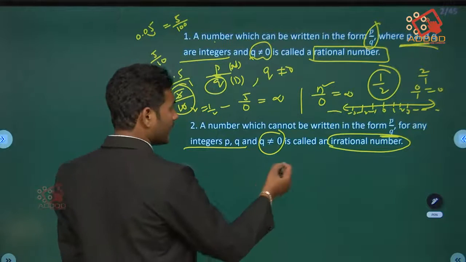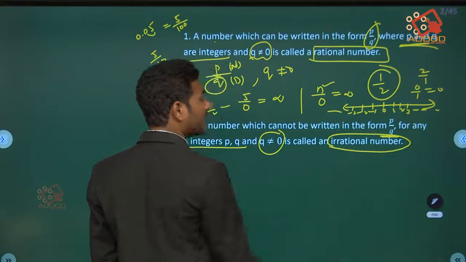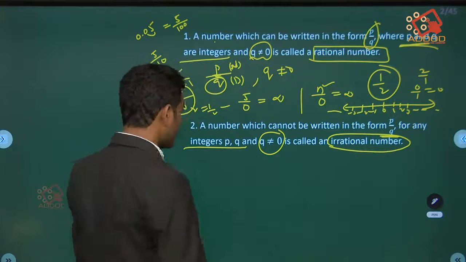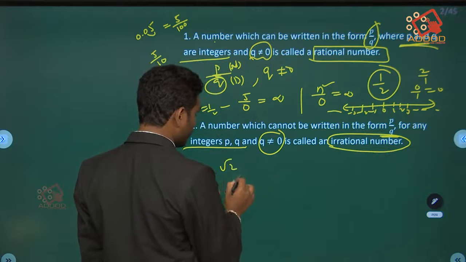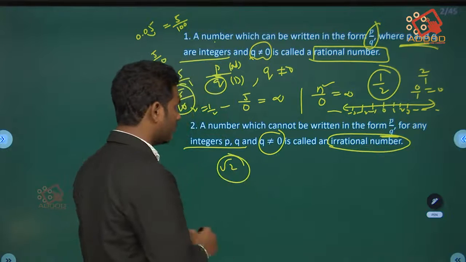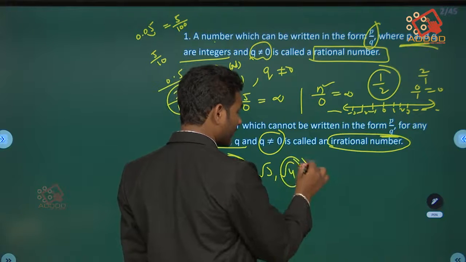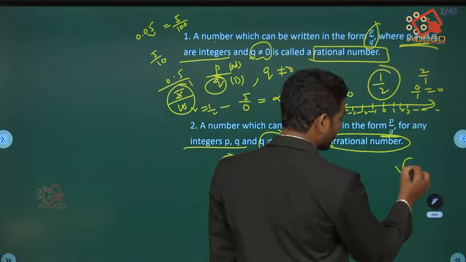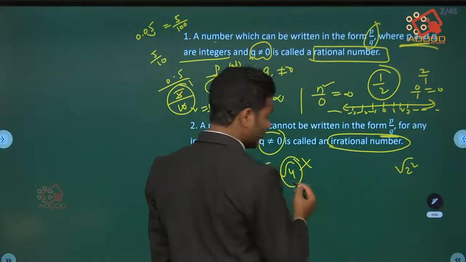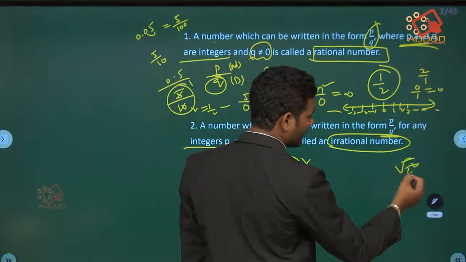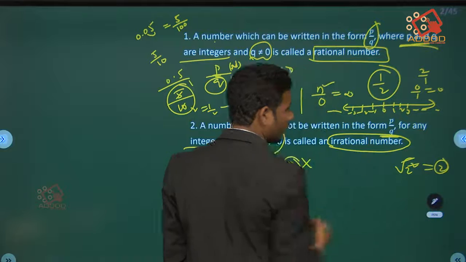But look here, an irrational number is a number which cannot be written in the form of p by q. For example, I am taking root 2. Root 2 is an irrational number. Root 3 is an irrational number. Root 4, if you take, is not an irrational number. Why? Because it is a perfect square number. Root 4 you can write as root of 2 squared, the square root gets cancelled, and you get 2.